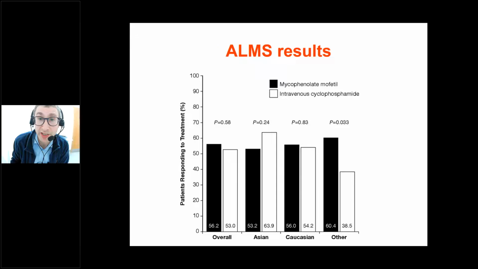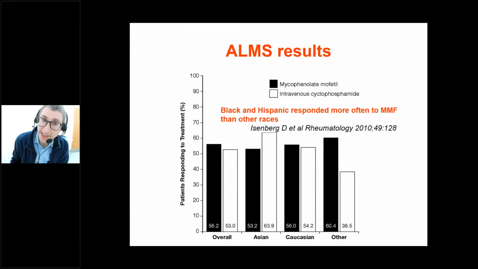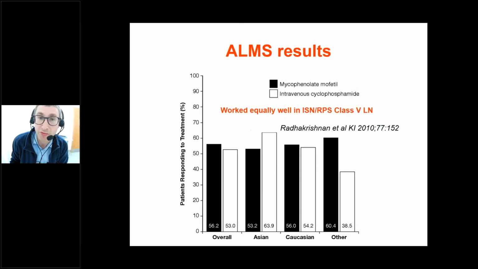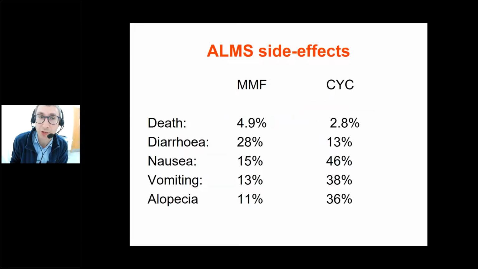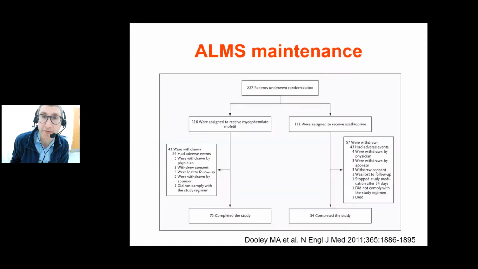And what you can see here is very similar outcomes between the two groups. However, as I said, Black and Hispanic patients responded more often to MMF than other races that were seen, and it worked equally well in adolescents and adults with class 5 lupus nephritis. In this study, however, you can see that there was double the gastrointestinal side effect with diarrhea as well as death in 5%, but you saw a lot more nausea, vomiting, and alopecia in the cyclophosphamide group.